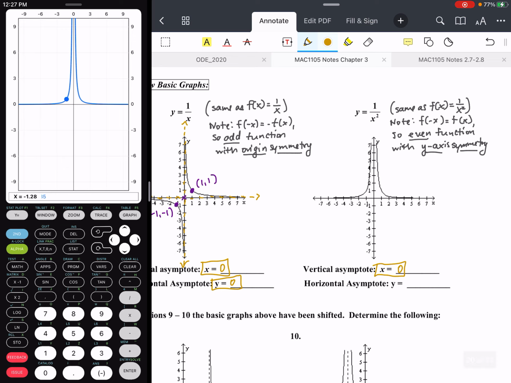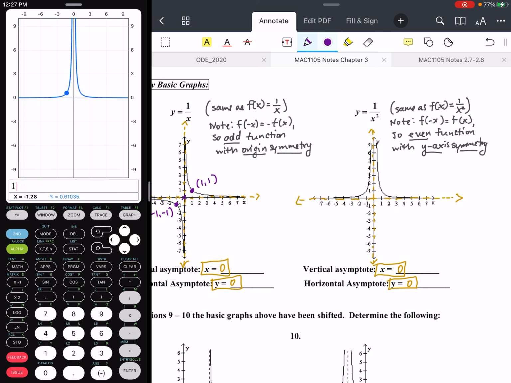Setting the denominator x squared equal to 0 gives you the solution x equals 0. So that's my vertical asymptote. And then my horizontal asymptote, again, it's a bottom heavy function, degree 0 over degree 2. So horizontal asymptote y equals 0. And again, if I want to identify some reference points using the trace function, I have the ordered pair (1, 1). And then by y-axis symmetry, I know I'll also have the matching ordered pair (negative 1, 1).